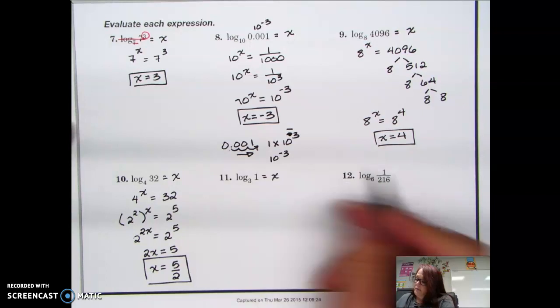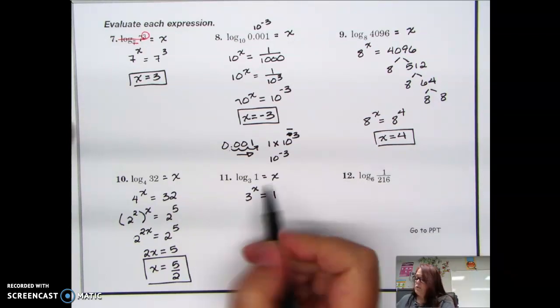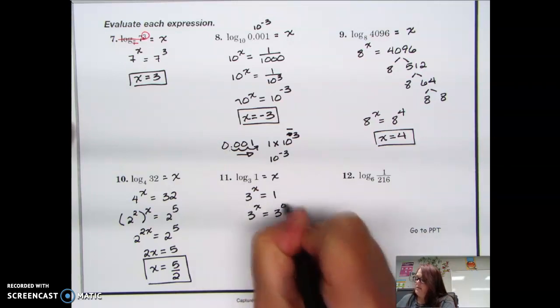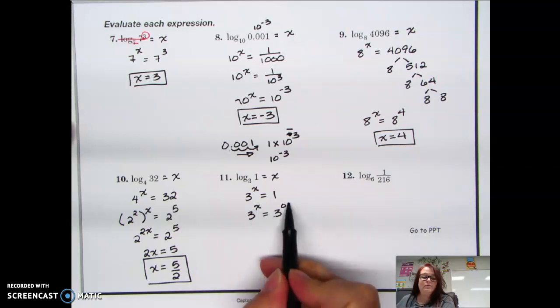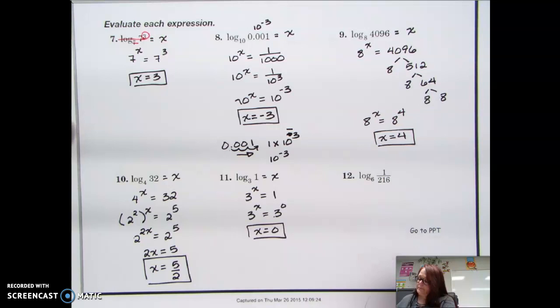So if I set this equal to x, we're saying 3 to the what power gives me 1. So remember, any number to the 0 power gives me 1. So this is saying 3 to the x is equal to 3 to the 0, which means x is equal to 0. All right, so take a moment to solve number 12.